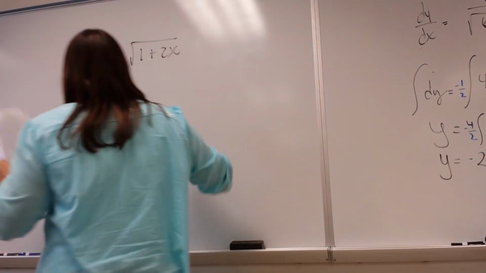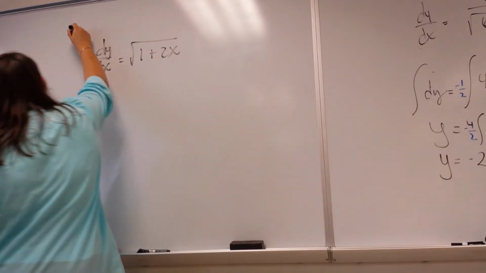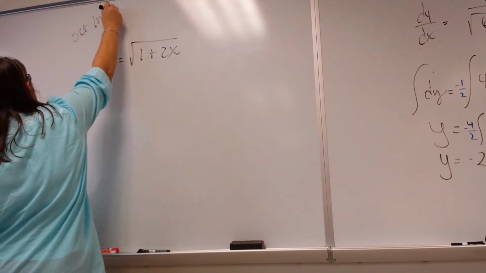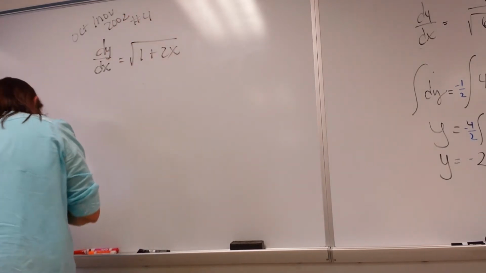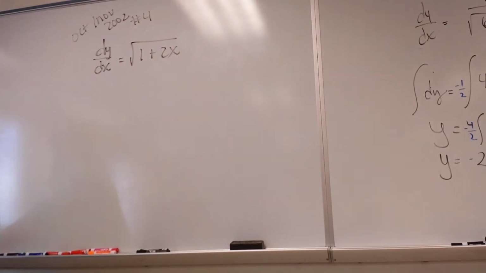What number is it? October, November 2002, number 4. Okay. So it literally says the gradient is that, so I know dy dx is that, yes.